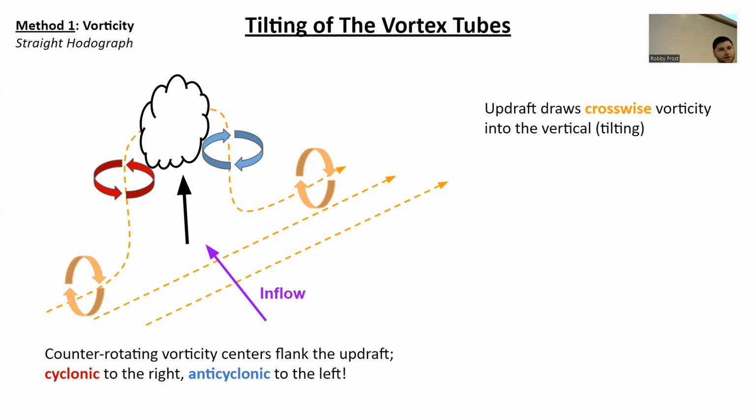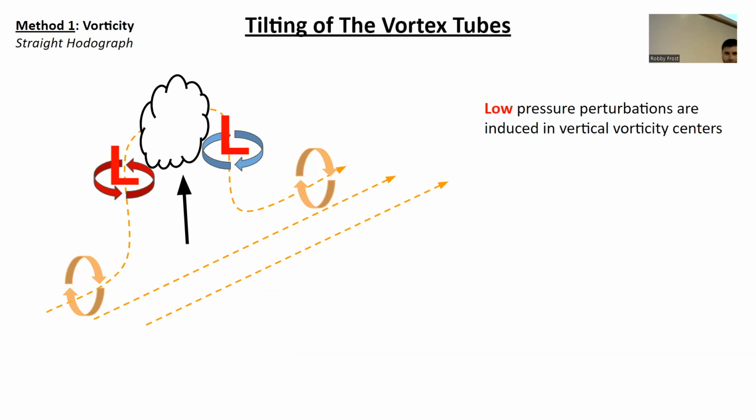And in the case of crosswise vorticity, you can see that these vertical vorticity centers are flanking the initial updraft. They're actually on the edges with crosswise vorticity. And the one to the right is cyclonic. The one to the left is anticyclonic. It's simply based on the tilting of those vortex lines. Everyone clear on this so far? Makes sense? Okay, what happens next in this story?